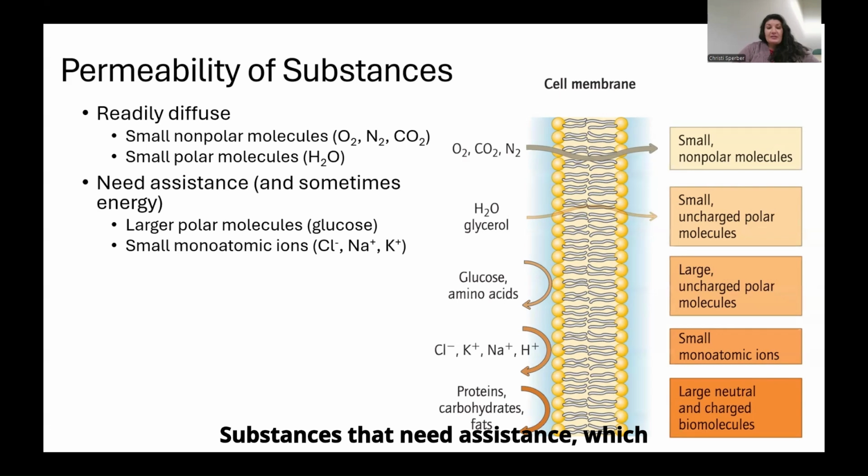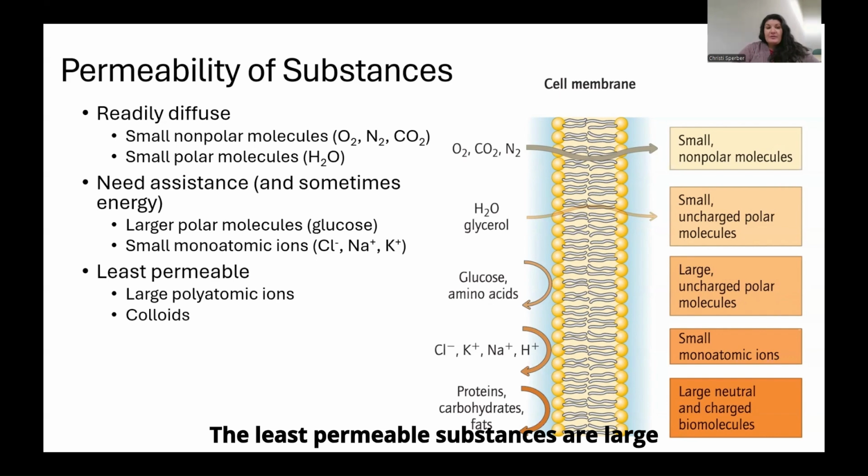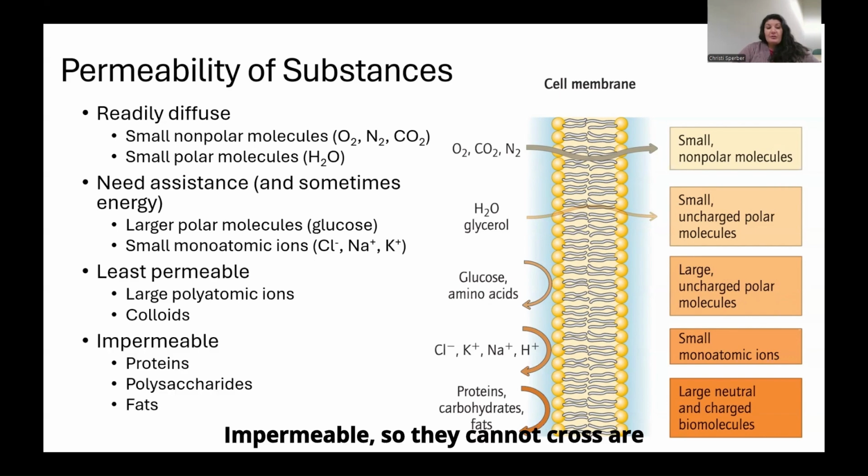Substances that need assistance, which is sometimes in the form of energy, are larger polar molecules such as glucose and small monoatomic ions such as chloride, sodium, and potassium. These need assistance because they have a full charge on them. The least permeable substances are large polyatomic ions and colloids. Impermeable, so they cannot cross, are proteins, polysaccharides, and fats.